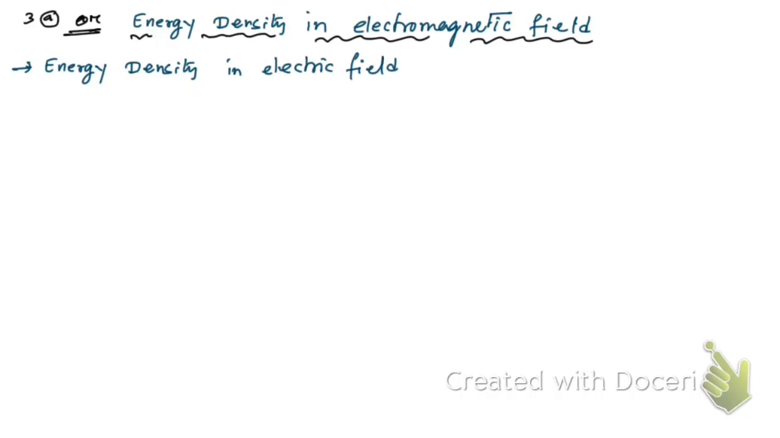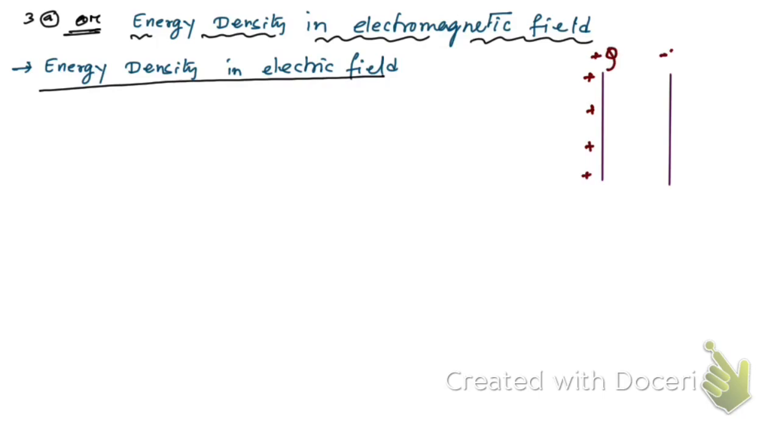Okay, so now you see, first let us find this. First, let us consider we have a parallel plate capacitor. Suppose these are the two plates, one plate is positively charged. So we have plus q charge here, we have minus q charge on this plate, and the area of each plate is suppose A.